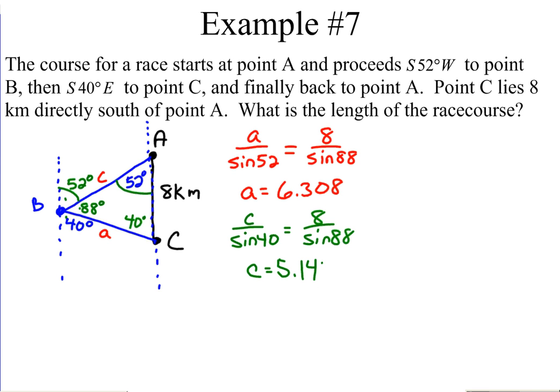We're looking for the entire length, so we need to add up all three of these sides. So I'm going to take 8 plus 5.145 plus 6.308, and the total length of this race course is 19.453 kilometers.